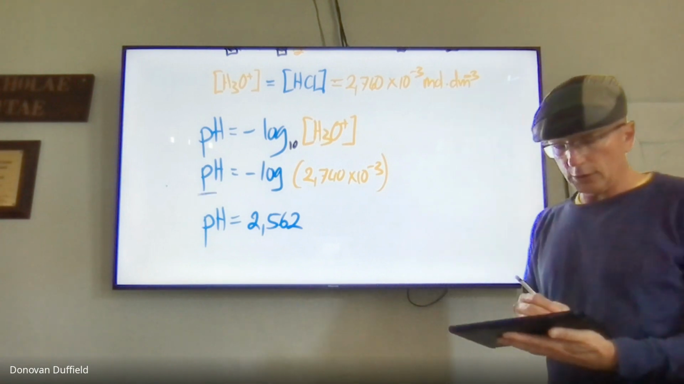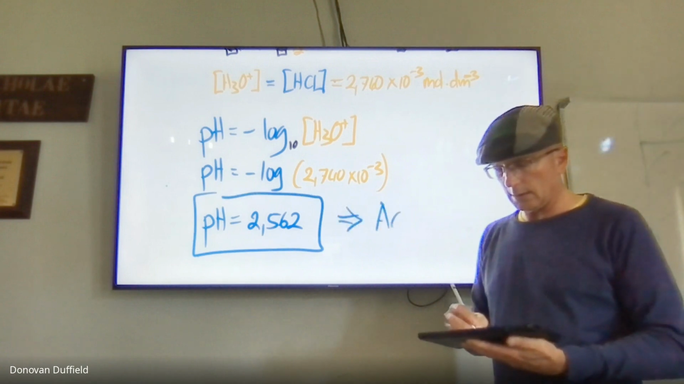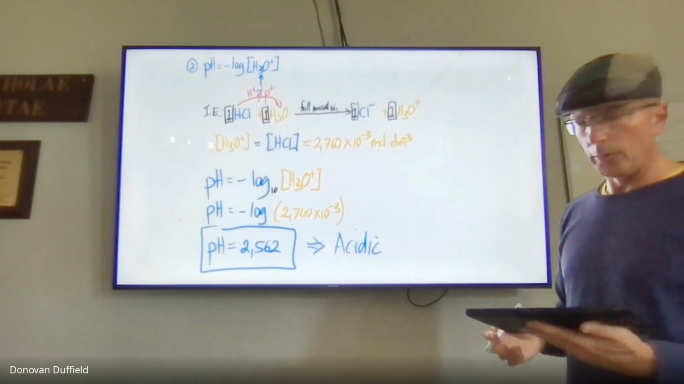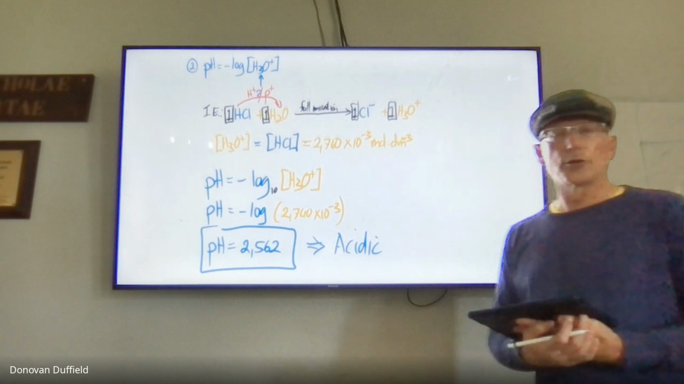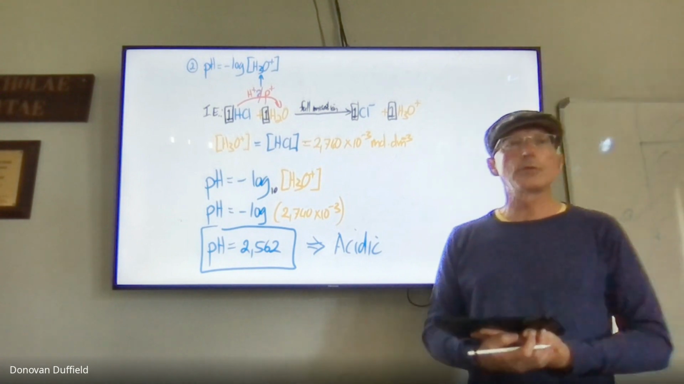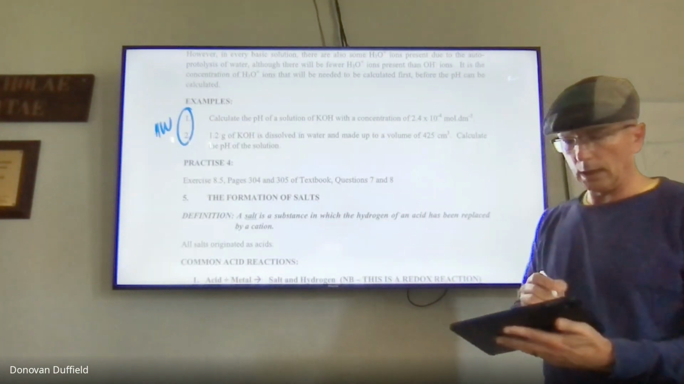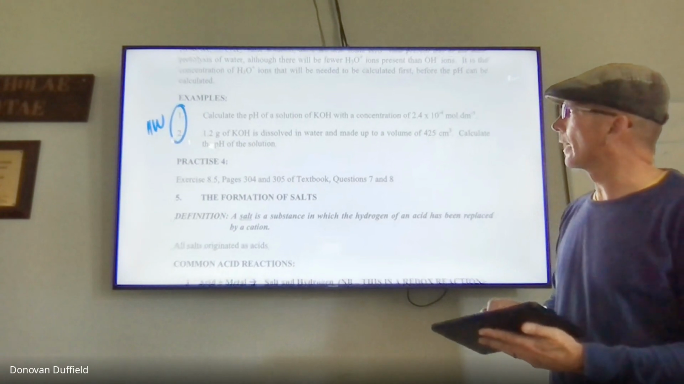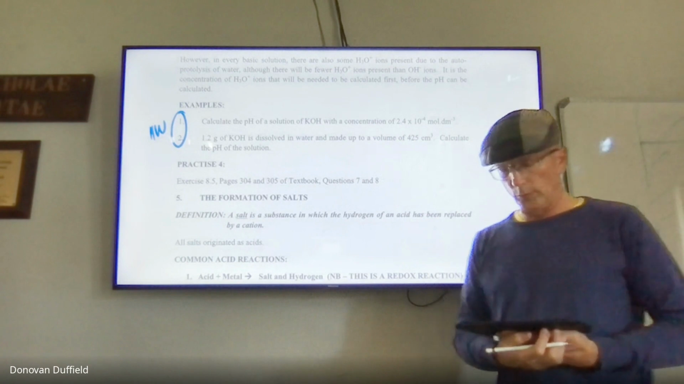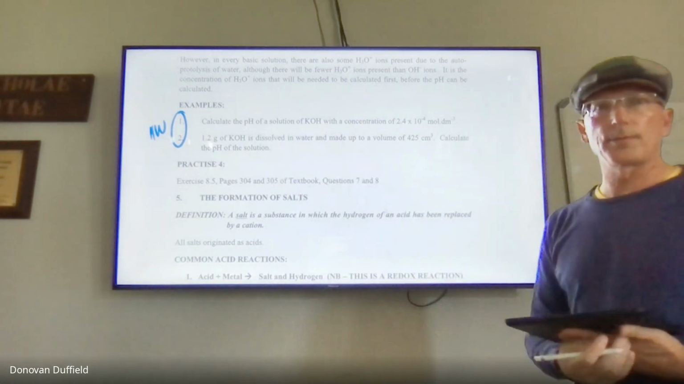All right, so the pH is 2,562, which is less than 7, which implies that this is acidic, which is what we would expect from this particular solution, being an HCl solution. Now, let's move to the next bit of homework, and that was to calculate the pH of a strong base. So KOH, with a concentration of 2,4 times 10 to the -4, calculate the pH of that solution.